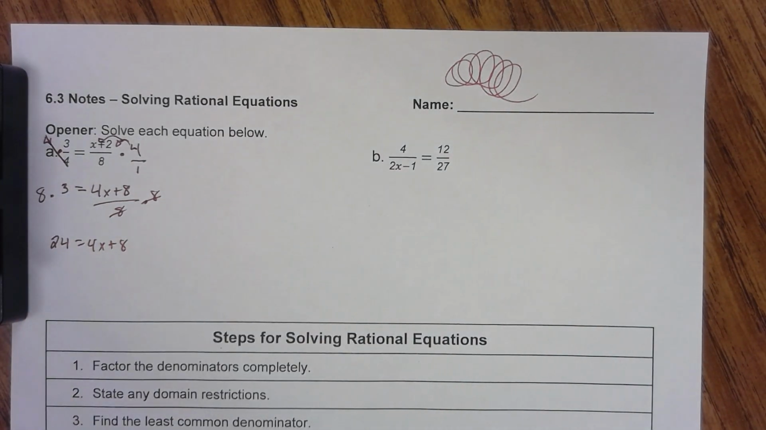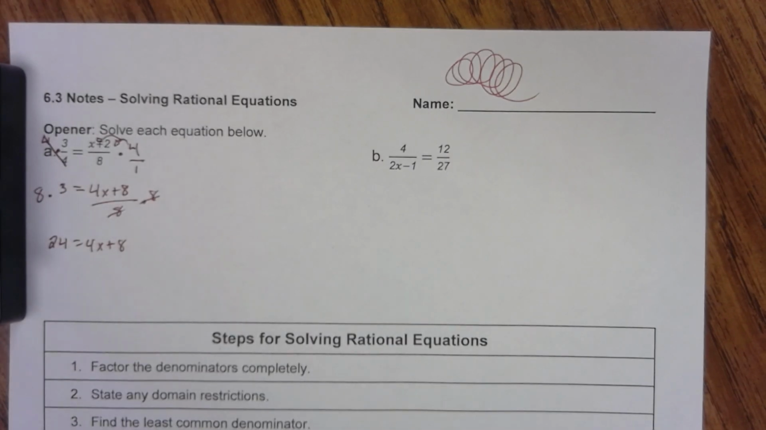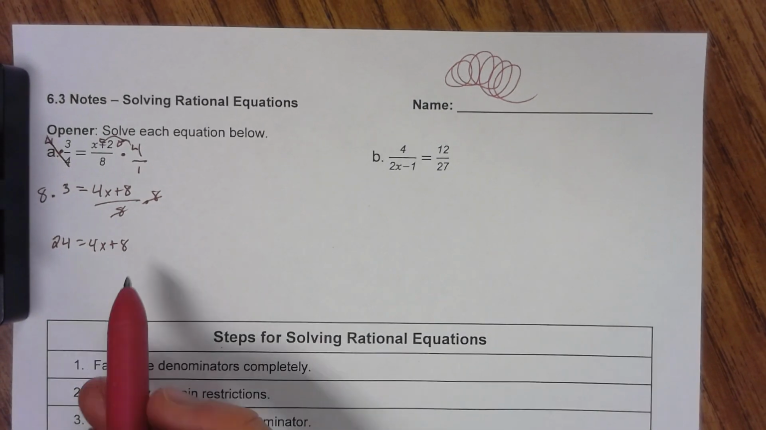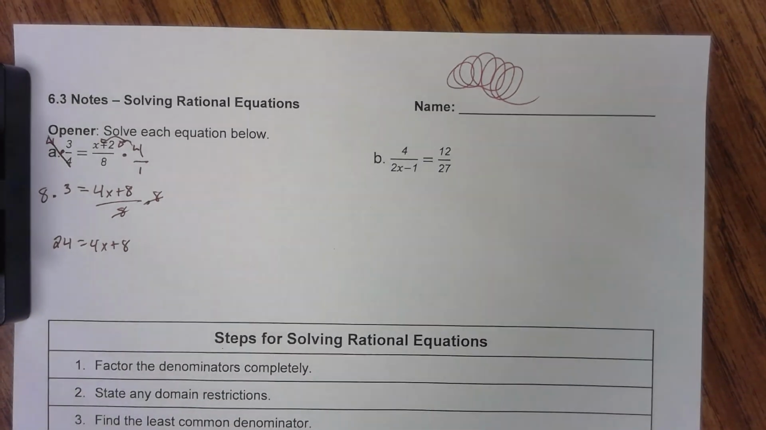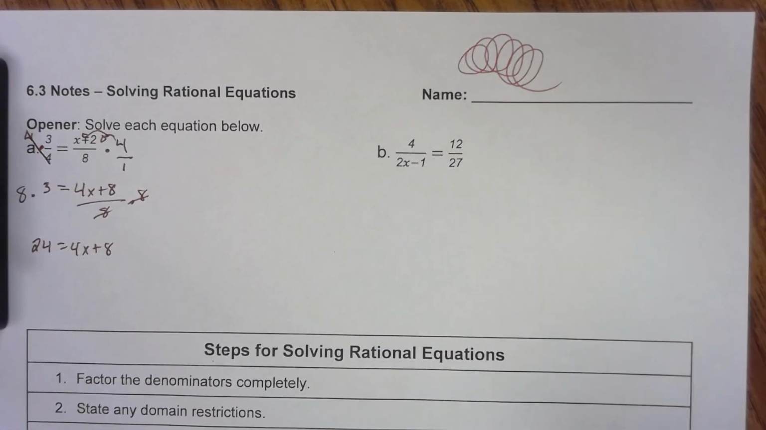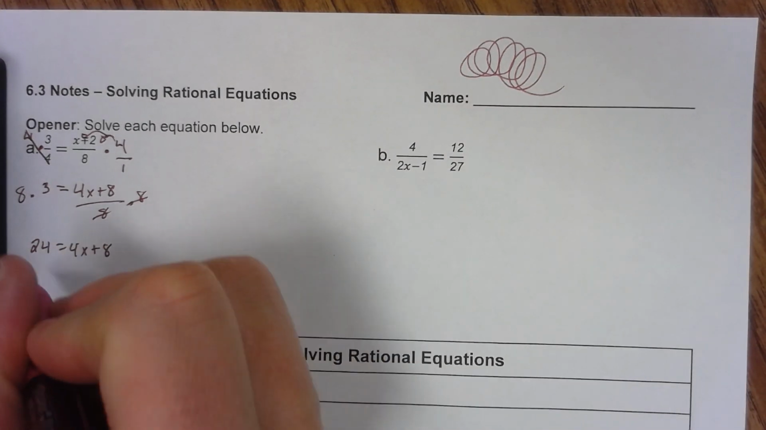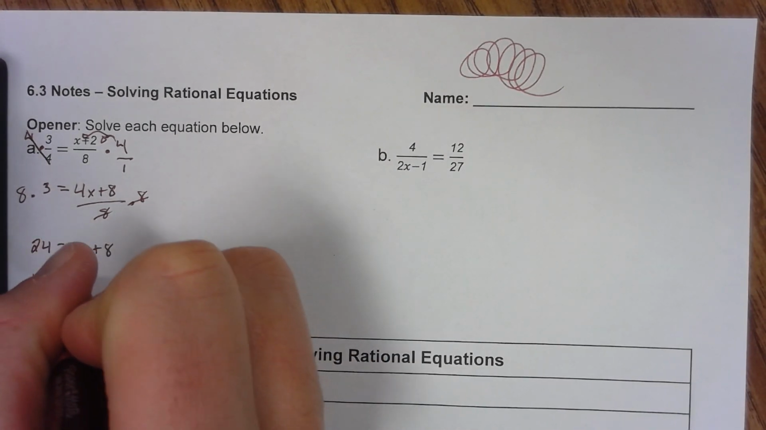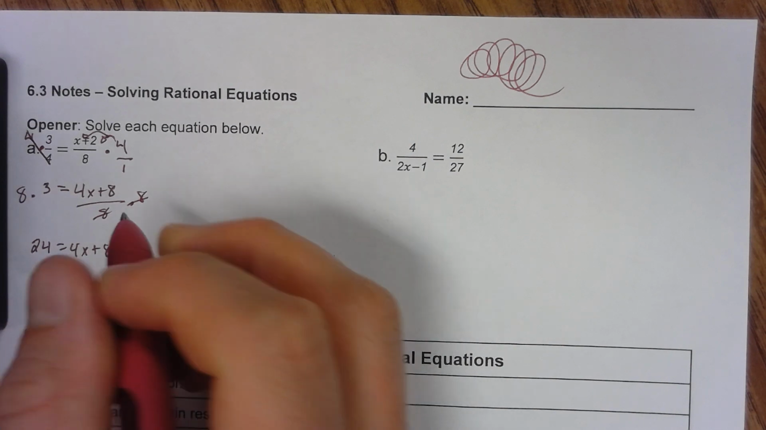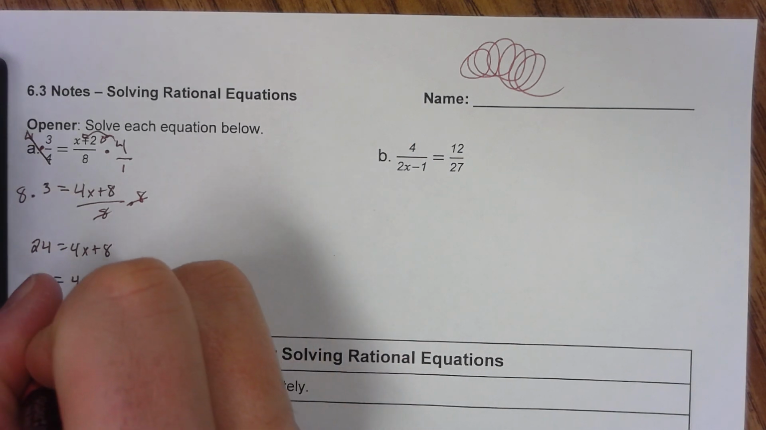And now, I don't have any more fractions, right? This is just a pretty basic equation that you learn to solve in Algebra 1, right? Get numbers to one side, so subtract 8, 16 equals 4x, divide by 4, and x equals 4.